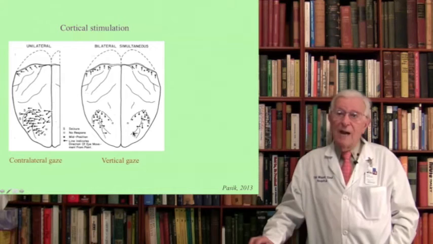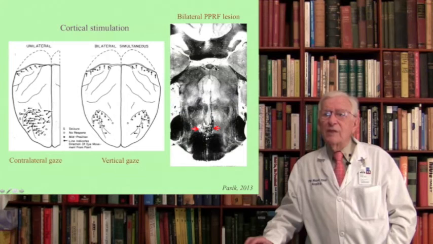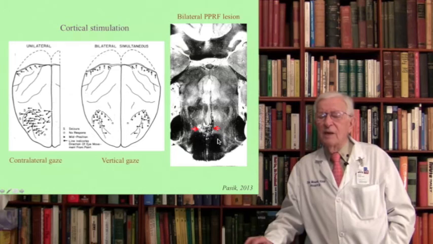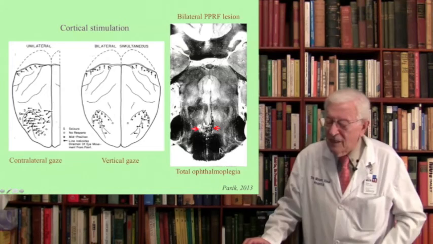Now, here you have an example, this is in a monkey, of a bilateral PPRF lesion. You know, this is the midline, and there are very tiny lesions on each side, maybe a millimeter or so. That is quite magnified. And this results in total ophthalmoplegia. The eyes cannot be moved right, left, up, or down.